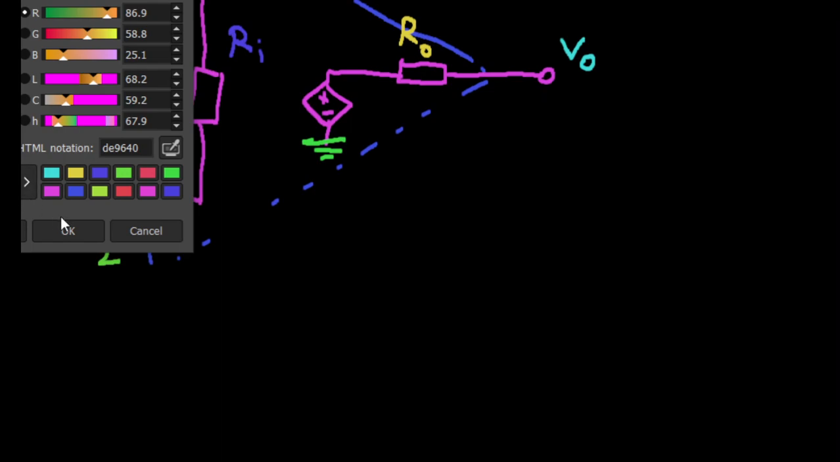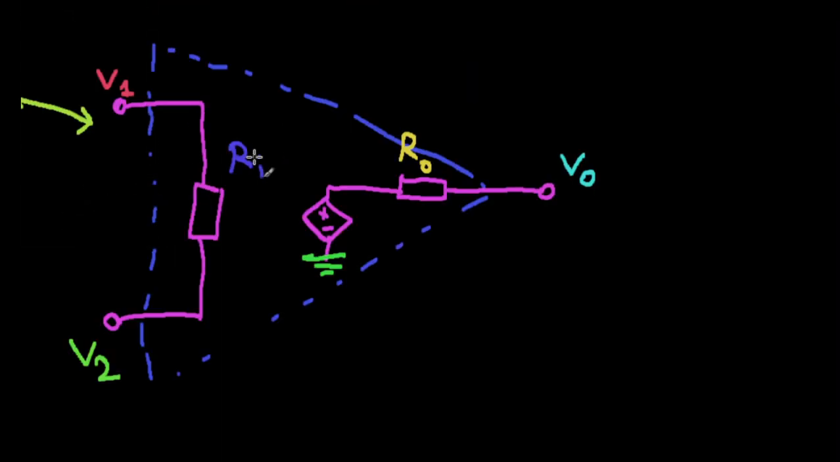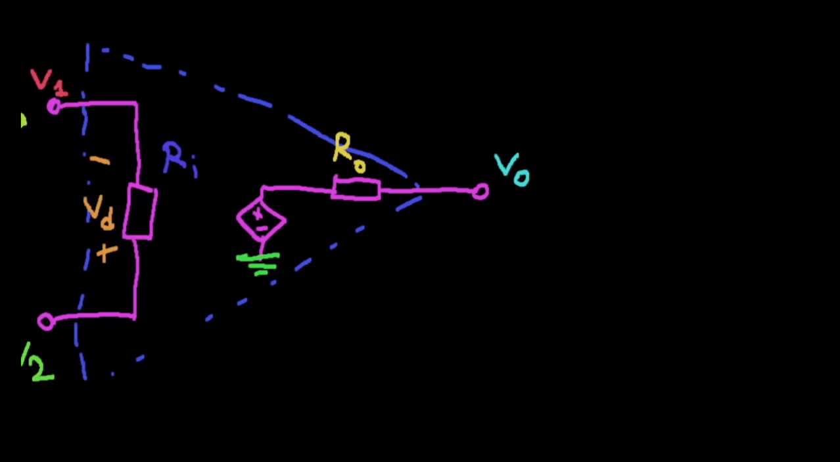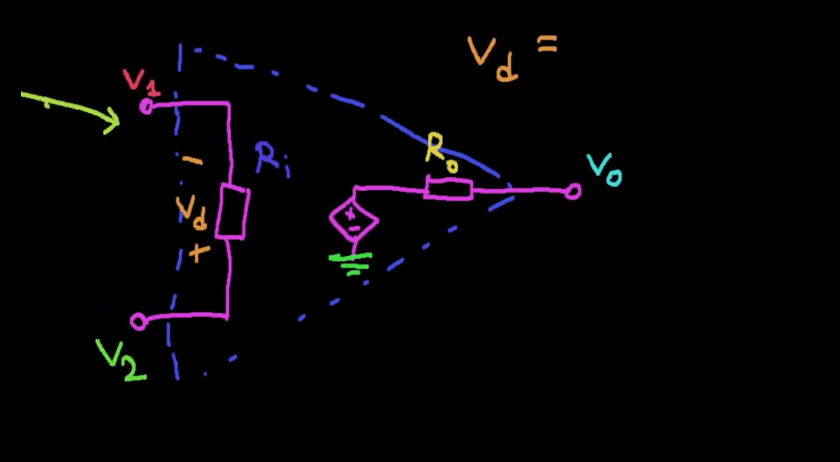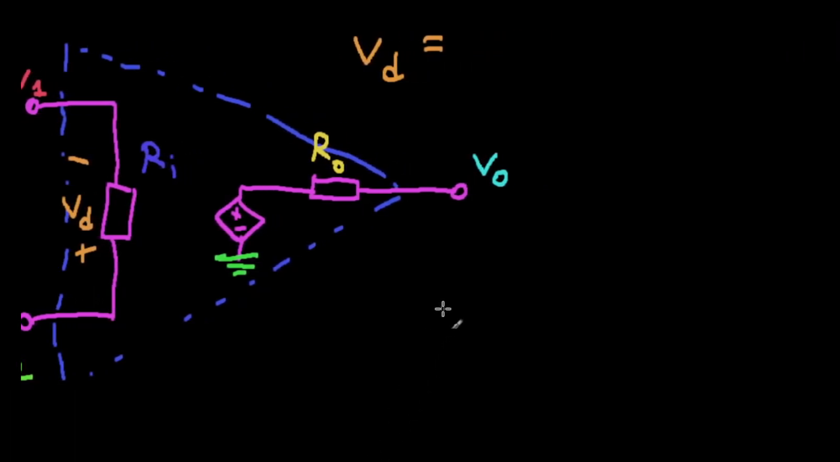The voltage difference that it depends on is actually the one between V2 and V1. This is VD. It's called the differential input voltage, quite a long name. So V sub D is equal to, as we can see, the plus is at V2 and the minus is at V1. This is basically the difference between V2 and V1.